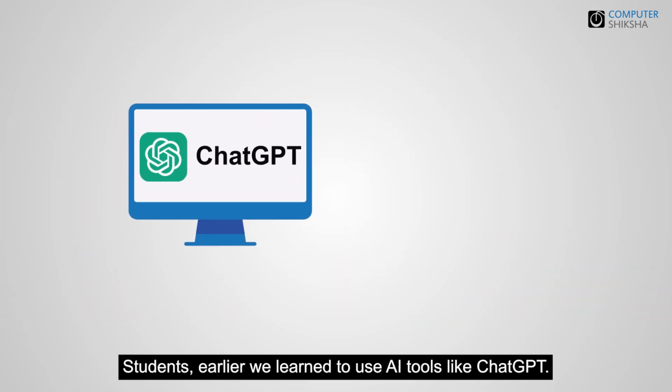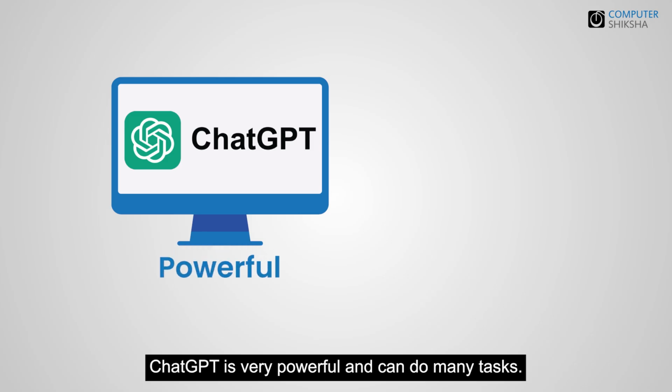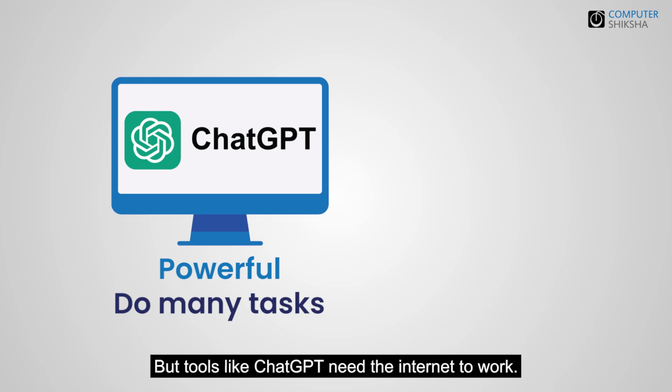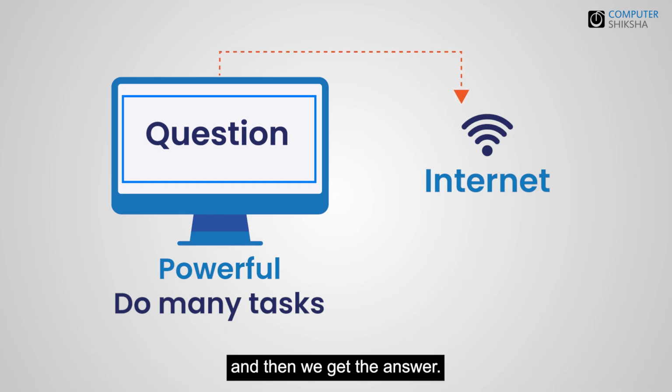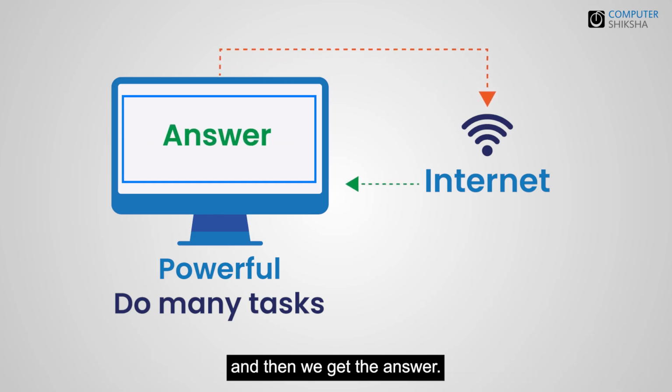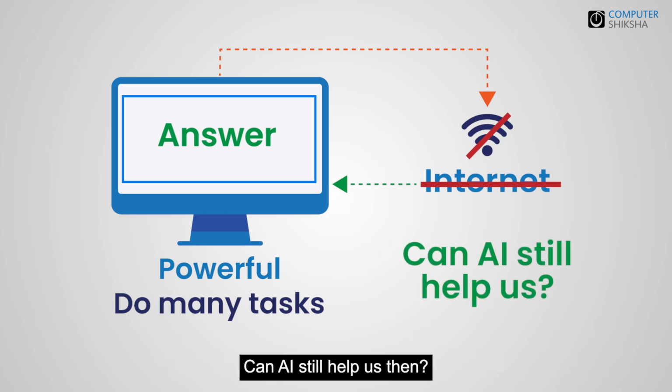Students, earlier we learned to use AI tools like ChatGPT. ChatGPT is very powerful and can do many tasks. But tools like ChatGPT need the internet to work. When we ask a question, it goes through the internet and then we get the answer. But if there is no internet, then what will happen? Can AI still help us then?